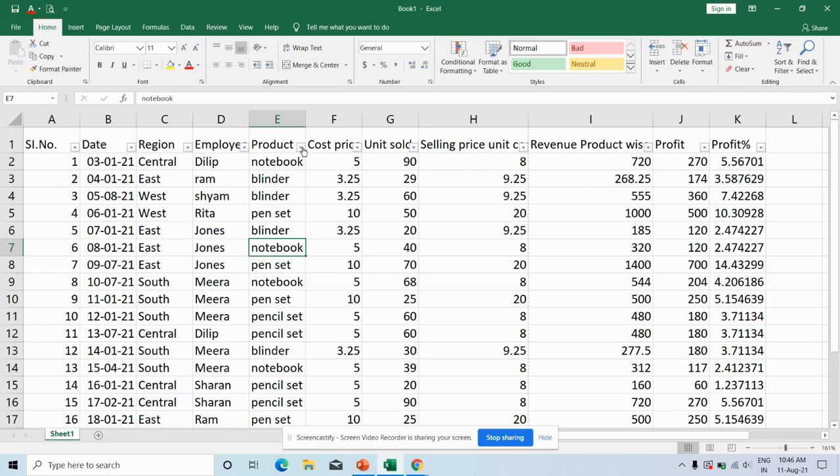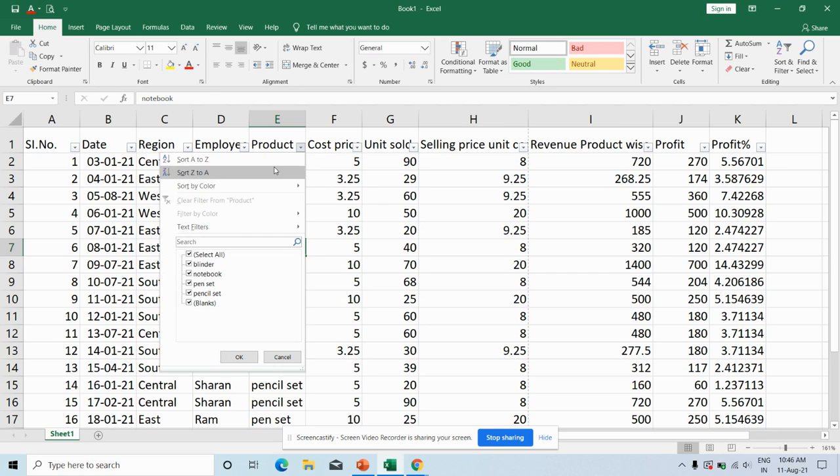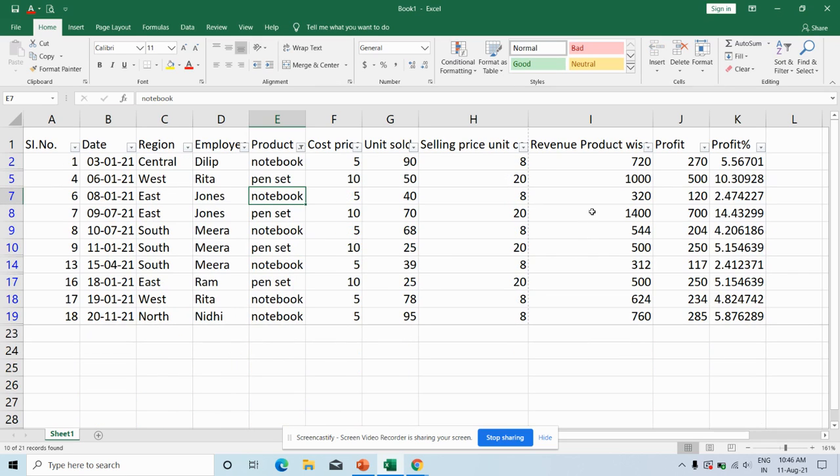Let's suppose I want to find only those products having notebook and pencil. So just go to this box. First remove select all, then click notebook and pencil. Now you will see the employees having this notebook and pencil set.